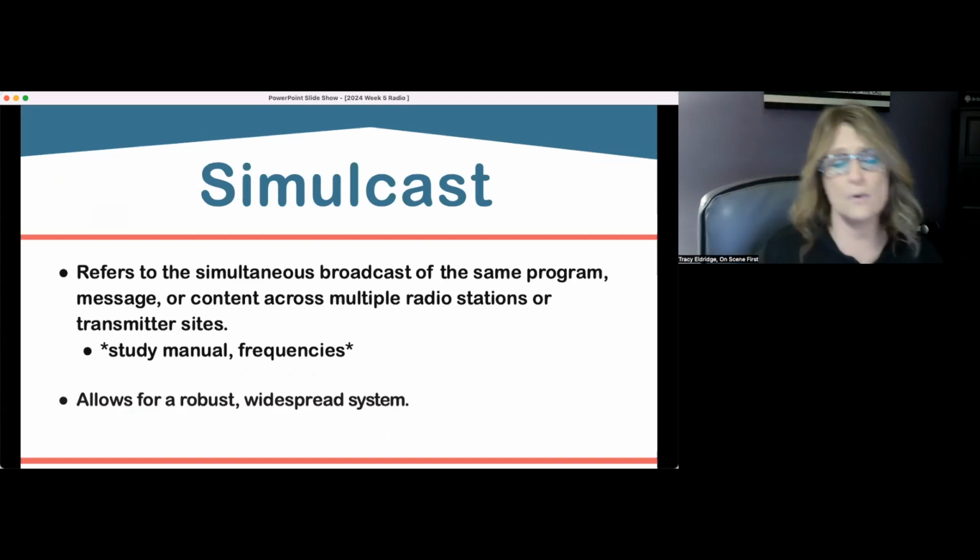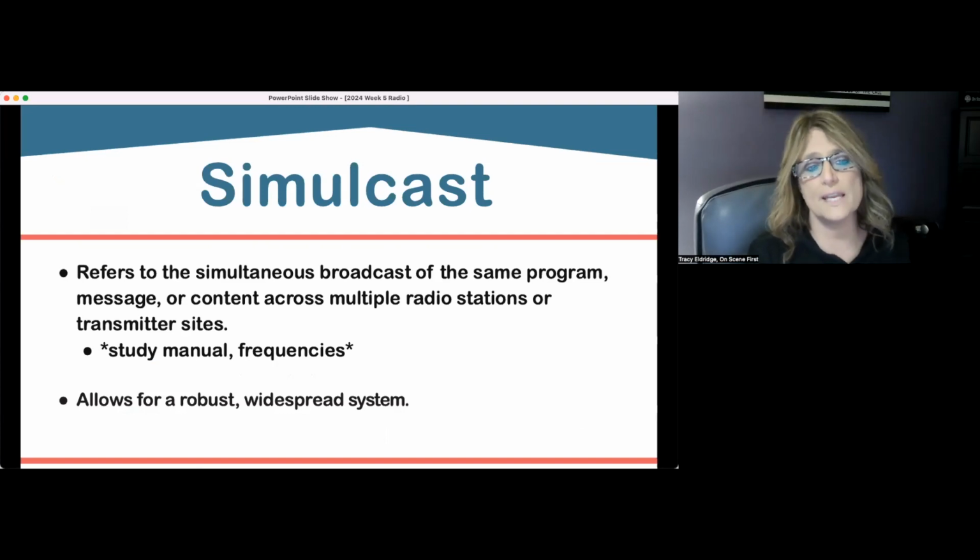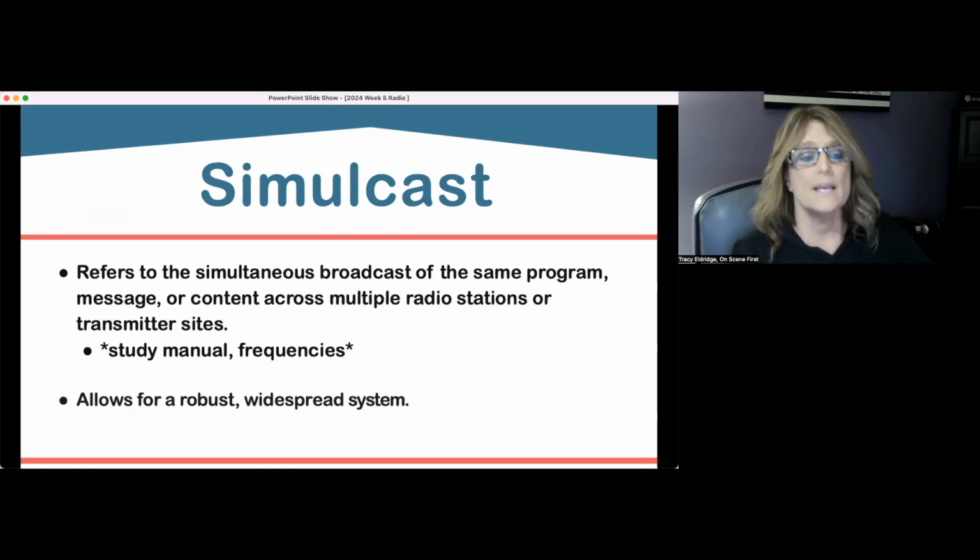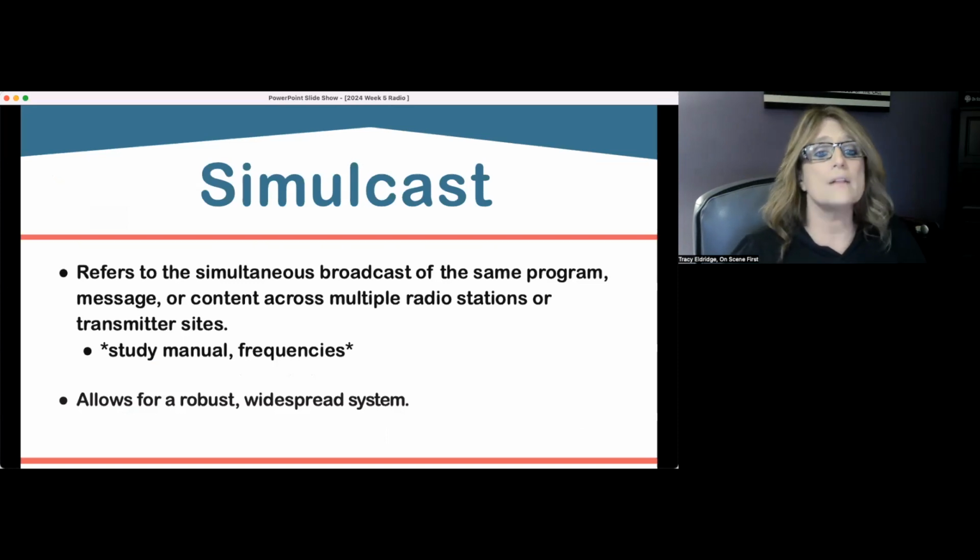And then the term simulcast refers to the simultaneous broadcast of the same program, message, or content across multiple radio stations or transmitter sites. In the study manual, it says it refers to the broadcast of the same message on the same frequencies. I am putting this here because I am not sure that is 100% correct. There is some terminology or language that refers to being able to simulcast on the same frequencies.